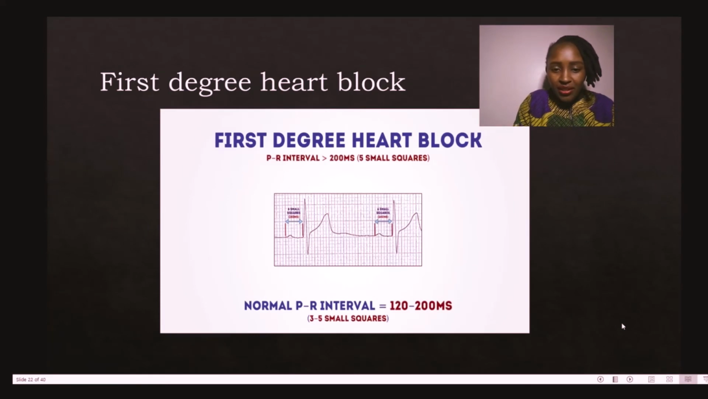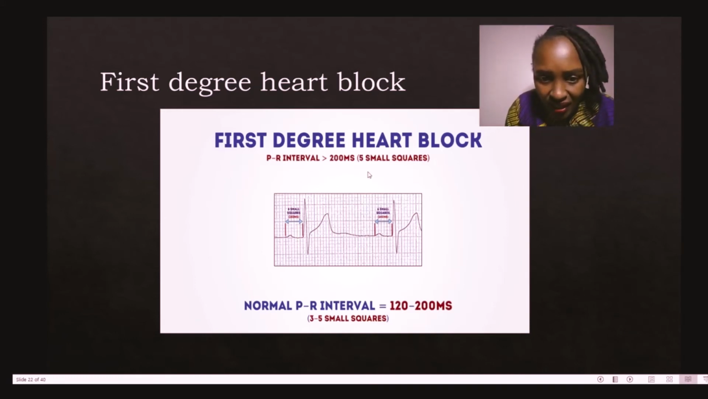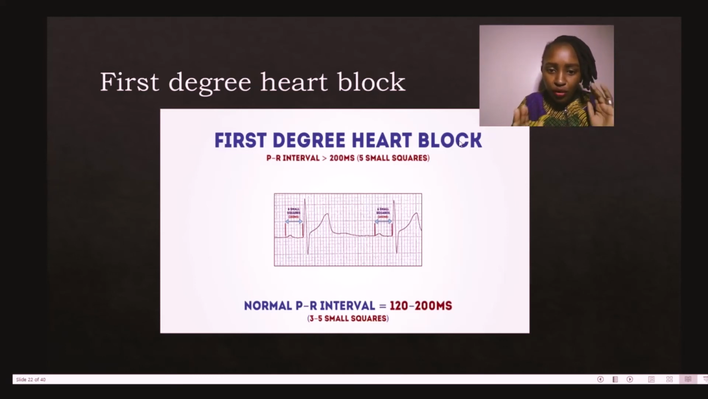So you can see there is a normal PR interval. However, there is what is happening around here. You can see the blocked area and this rhythm is not regular. So the PR interval is quite important because when we have the first degree heart block, there is a prolongation of the PR interval. So it is above 5 small squares.